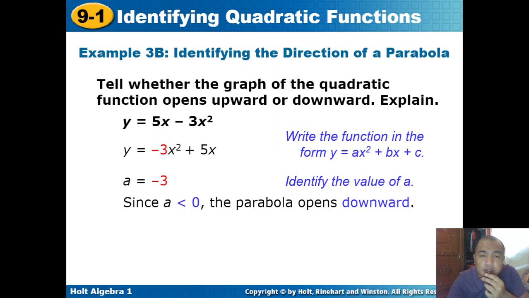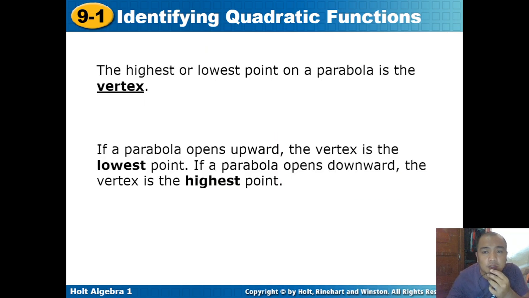Okay? Can you understand? So, the highest or lowest point on a parabola is the vertex. If the parabola opens upward, the vertex is the lowest point. If the parabola opens downward, the vertex is the highest point. Makes sense, right?